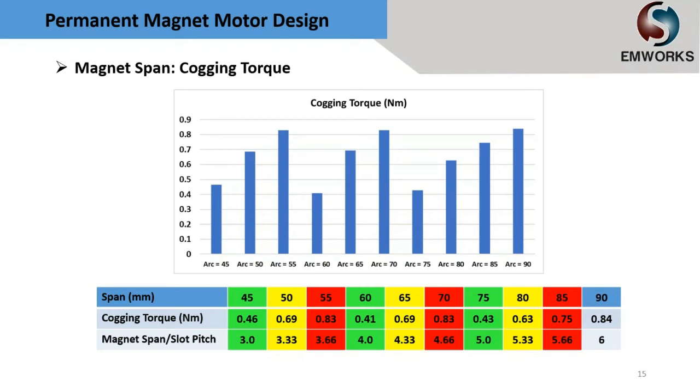This is very interesting for me at least, and I'm sure for every designer, that they can consider a very simple rule. If you have the ratio equal to an integer number, you are going to have less cogging torque, less noise, and less vibration for the motor.